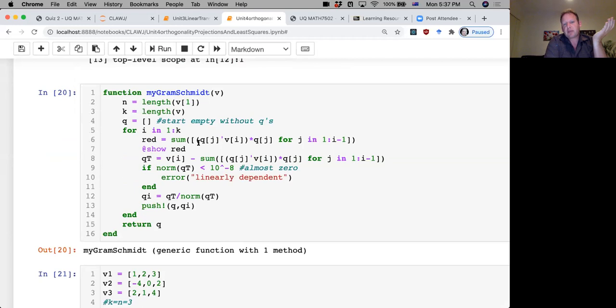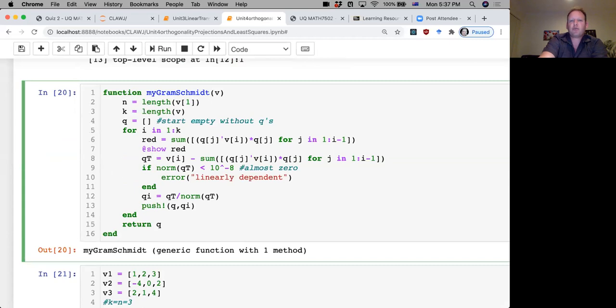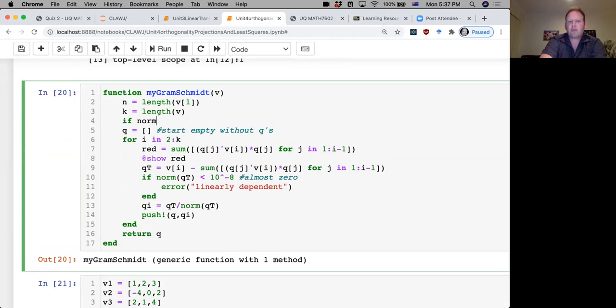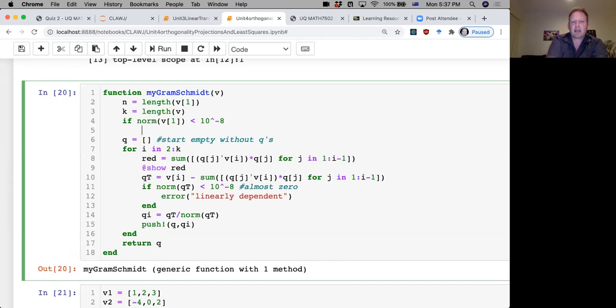Well, there are different things that we could have done. One thing we could have done is started i going from 2 to k, for example, and the first iteration we do ourselves. So what are we going to put in the first iteration? We'll check if the norm of V1 is less than this tolerance, which we kind of arbitrarily chose, then again say error, linearly dependent.